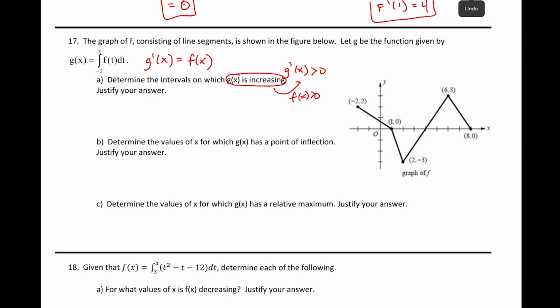And we can look at this graph and see pretty clearly when it's going to be positive. It's going to be positive when it's above the x-axis, which is all of this. So the intervals will be between -2 and 1. And then what is that? 1, 2, 3, 4. So 4 to 8. And my reasoning is because on those intervals, g prime is positive.